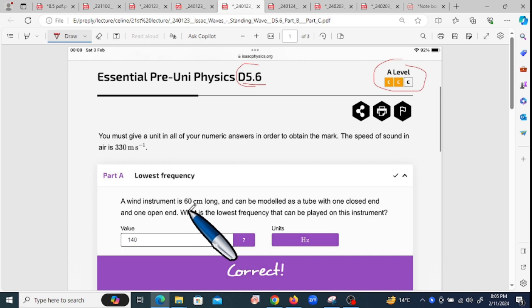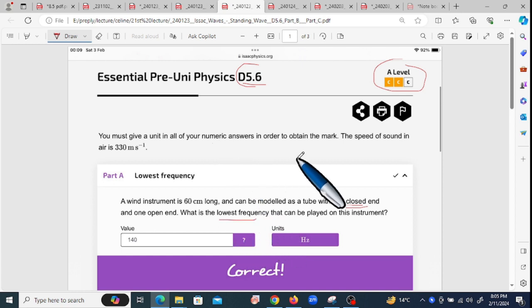A wind instrument is 60 centimeter long and can be modeled as a tube with one closed end. So here we have a closed end. This is a problem with an organ pipe or wind instrument that is closed at one end and open at the other end. What is the lowest frequency that can be played on this instrument? So we have to find the lowest frequency.